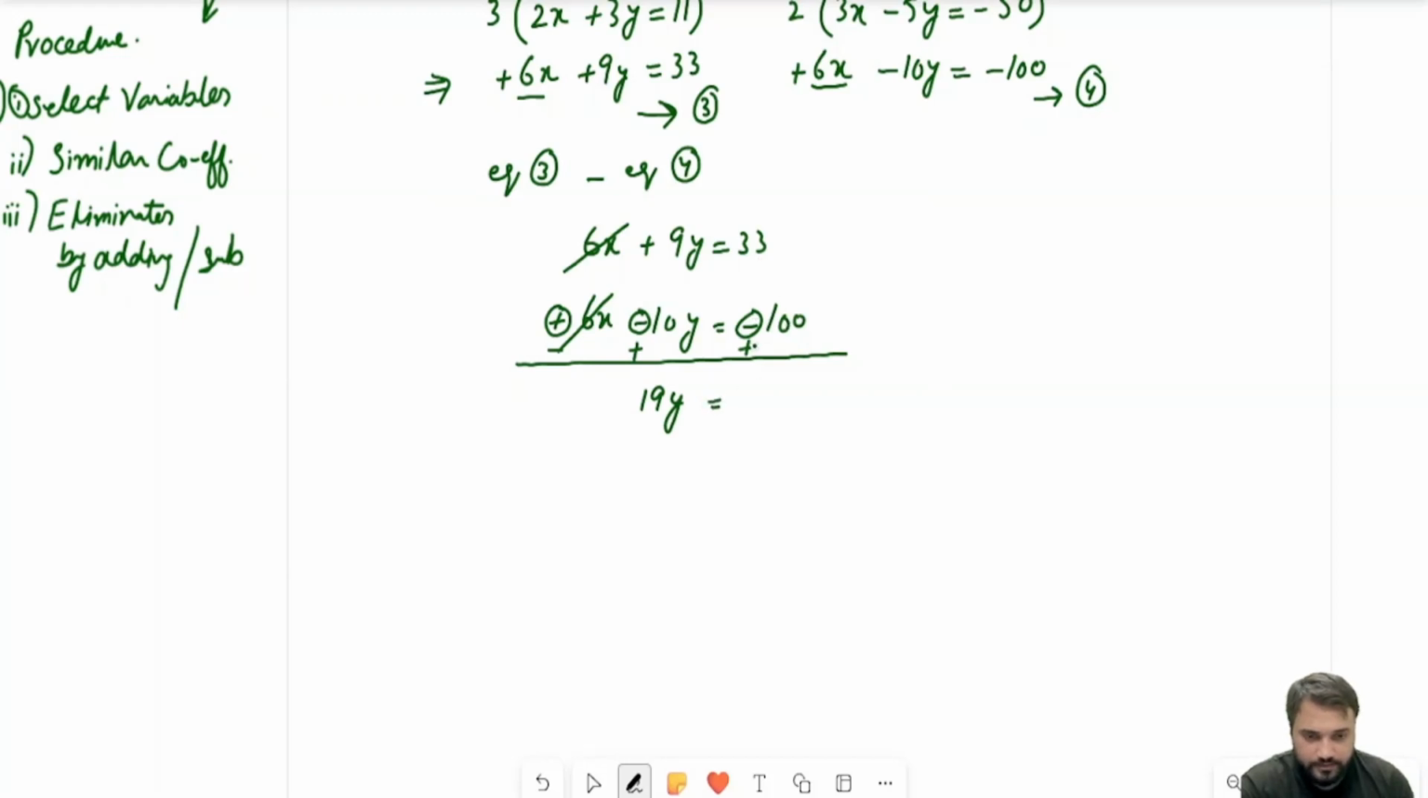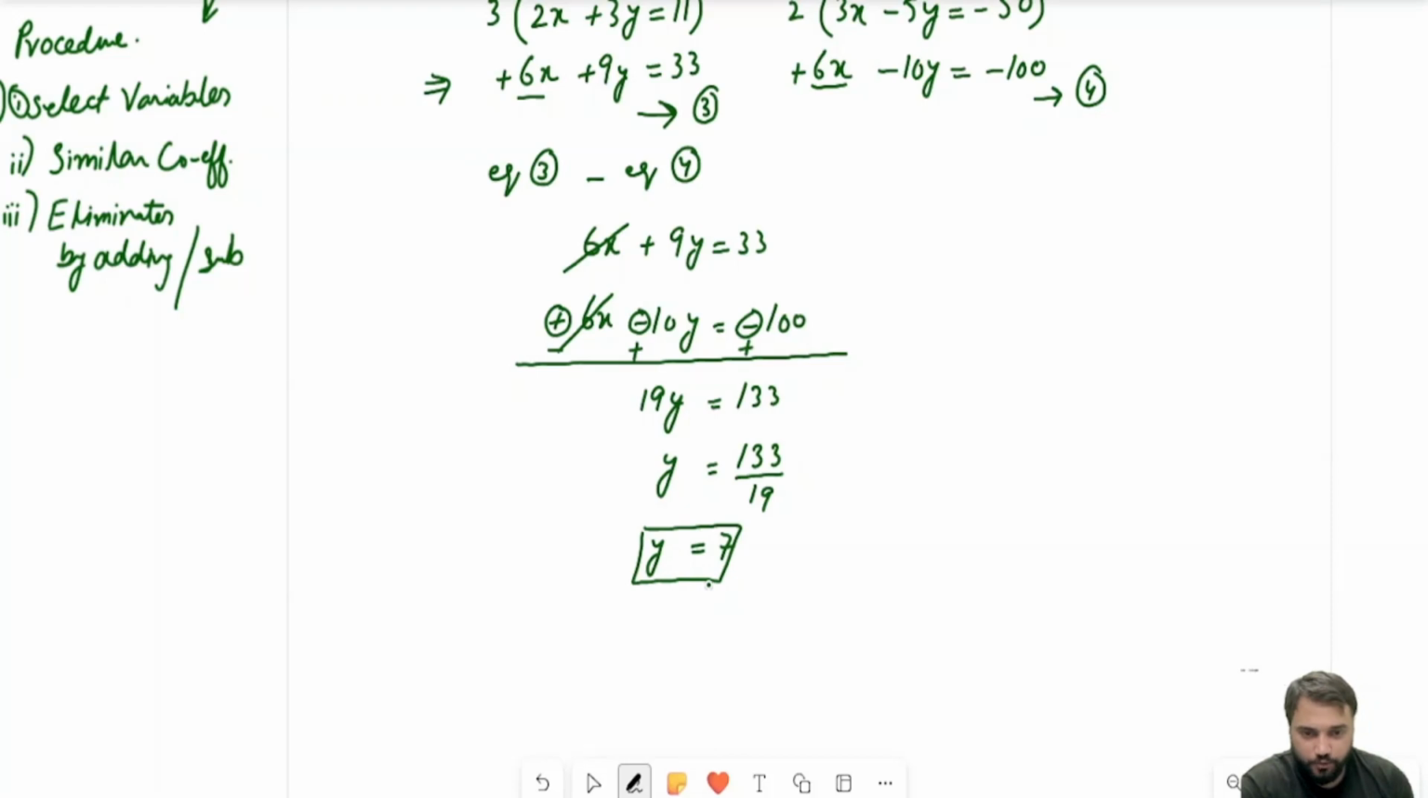And 133. 19y is equal to 133. When 19 moves, it divides 133. After simplification, 19 times 7 is 133. You can use your calculator as well. So this is our value of y.